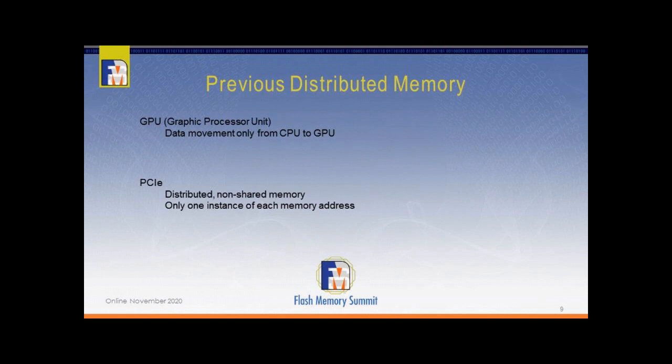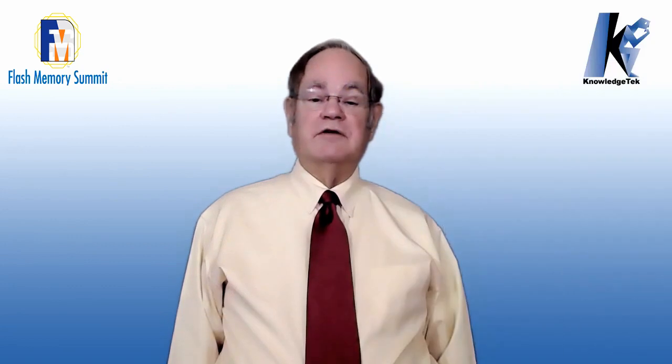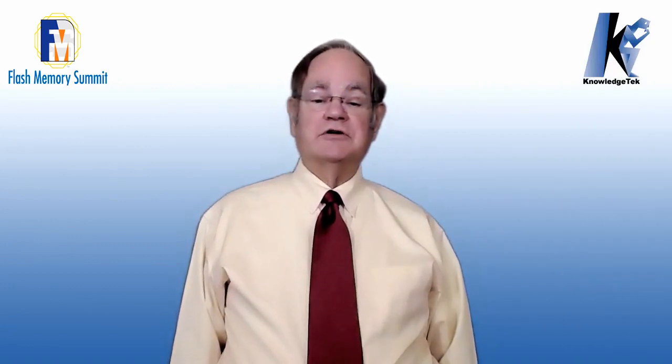We mentioned the GPU and PCIe before. CXL has three protocols which we will address. CXL MEM, used to maintain coherency among shared memories. CXL cache, used to maintain coherency among shared caches. This is the most complex of the three. CXL IO, used for administrative functions of discovery, etc. It is basically PCIe 5 with a non-posted write transaction added.